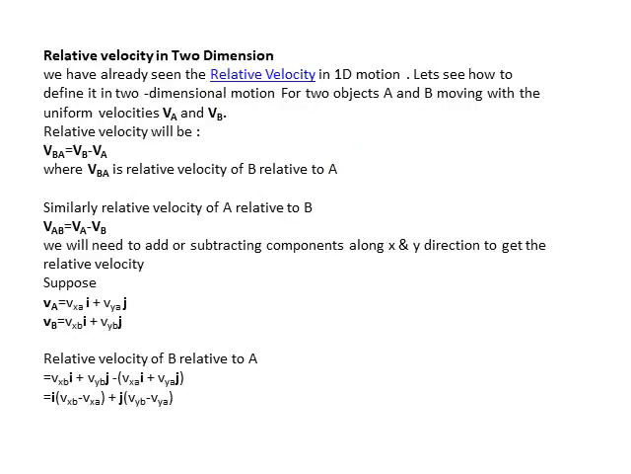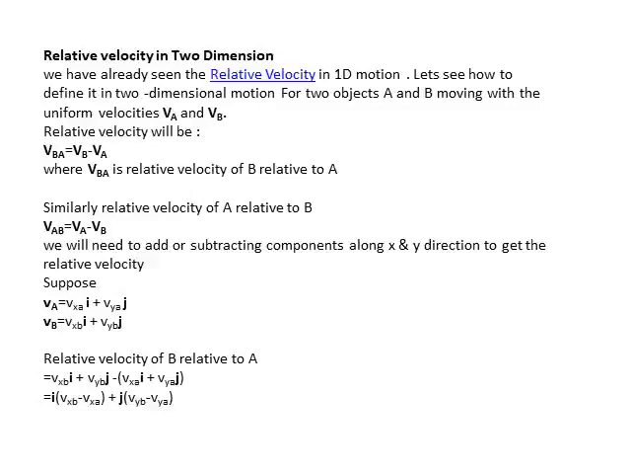Now, relative velocity in 2 dimensions. We have already learnt about relative velocity in 1 dimensional motion, and you know that the relative velocity of an object A with respect to any other object B when both are in motion is the rate of change of position of object A with respect to object B. Now, suppose 2 objects A and B are moving with uniform velocities vector VA and vector VB, then the relative velocity will be VBA equal to VB minus VA.